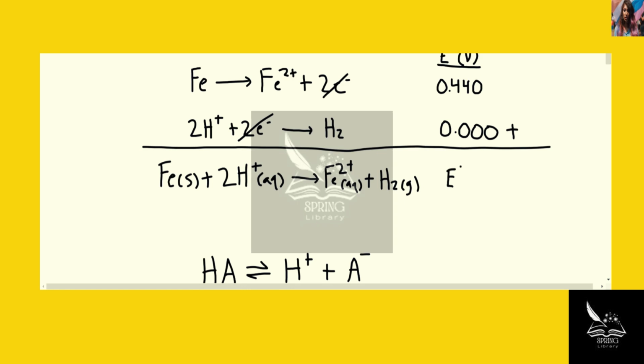And now we can add those two potentials together to get the overall standard cell potential. And that comes out to 0.440 volts. And now we plug this into the Nernst equation, where the non-standard cell potential is equal to the standard cell potential that we just solved for, minus 0.0591 over N times the log of Q.